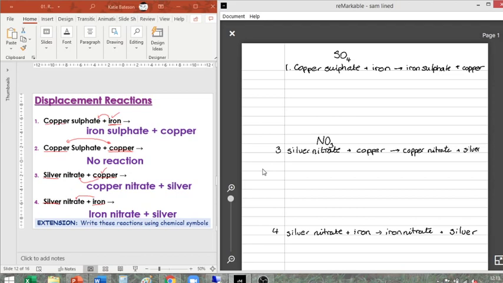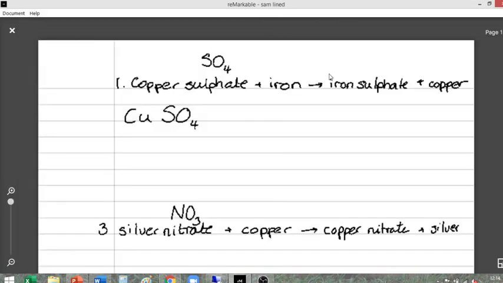Copper symbol is Cu. Sulfate symbol is SO4. Back in structure and bonding, we talked about in ionic compounds, whenever you write a formula for ionic compounds, you have got to check if the charges balance. Copper is a 2+ ion, sulfate is 2-. They cancel out, so that is absolutely fine as an ionic compound there.